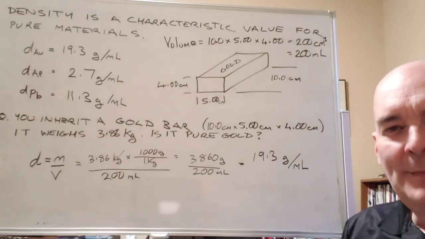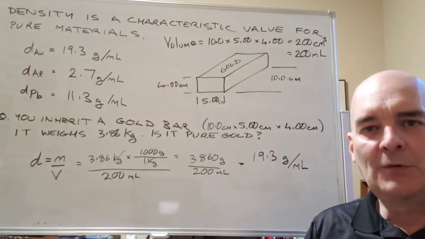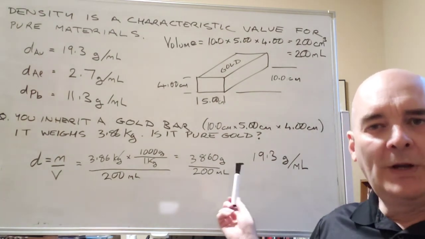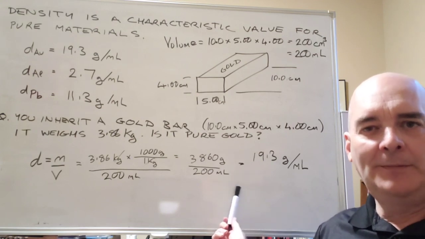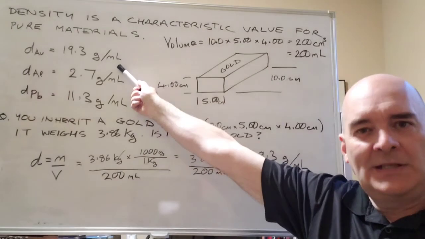And the density of my block turns out to be 19.3 grams per milliliter. And when I go and look that value up in the table, it tells me that's pure gold.